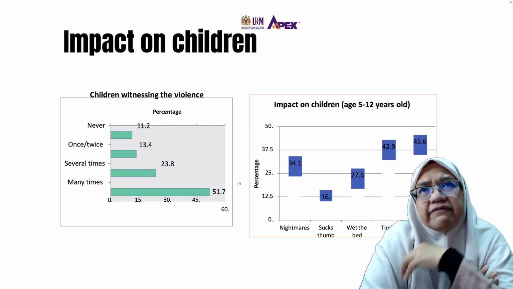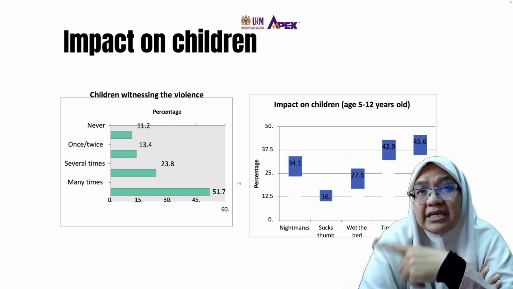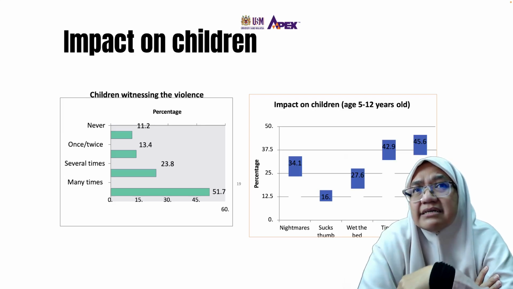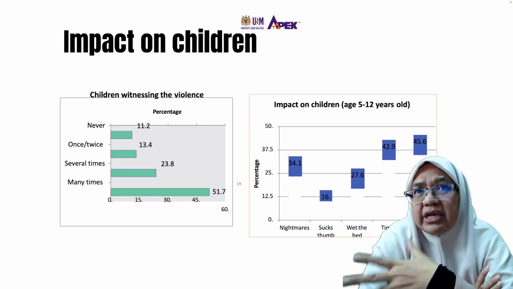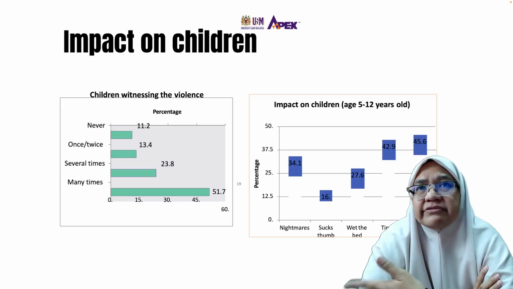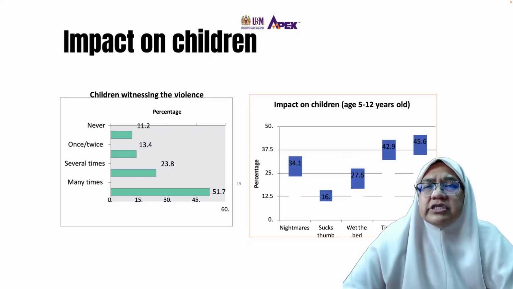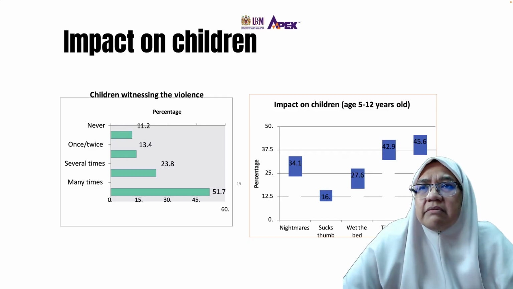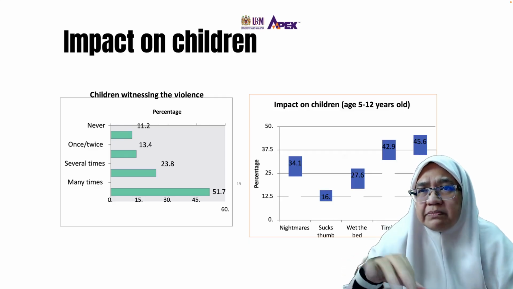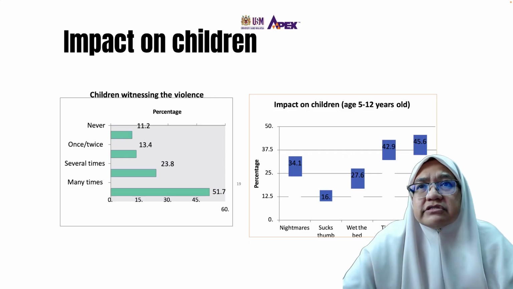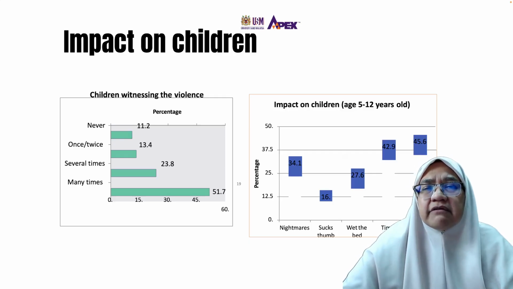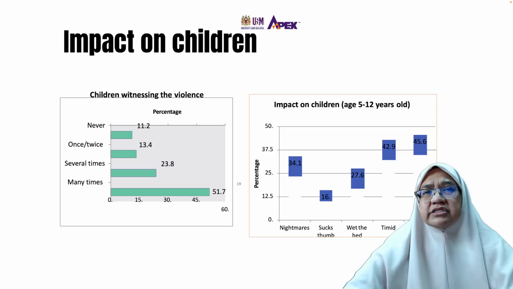again. If you remember the cycle that I showed you earlier, the violence can occur maybe monthly, then every 2 weeks, then weekly, or maybe daily if it's really bad. So the children will witness the violence maybe once or twice, a very small percentage. Several times, more children witness that. Many times, 50% of the children in a family of violence witness it many times.